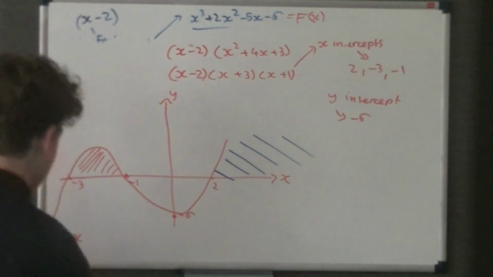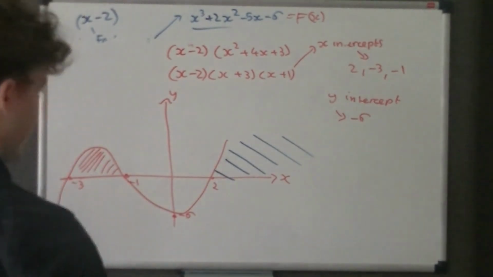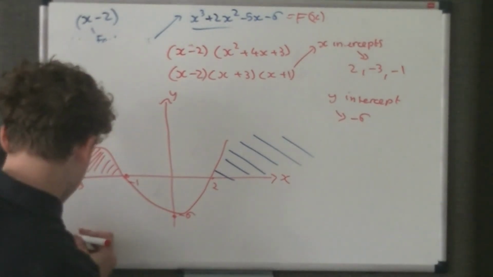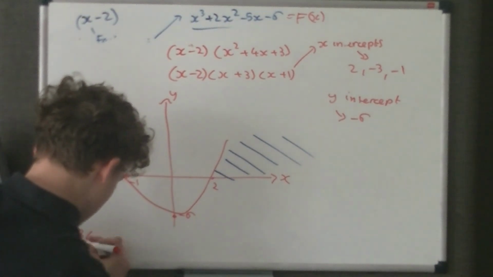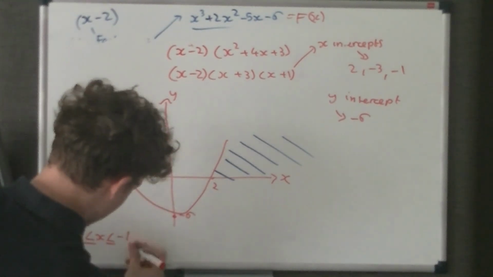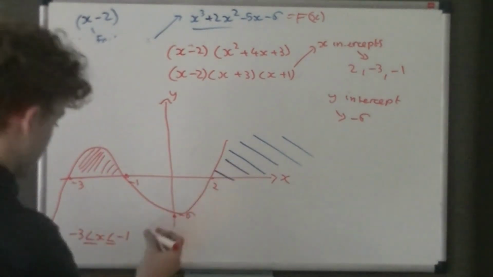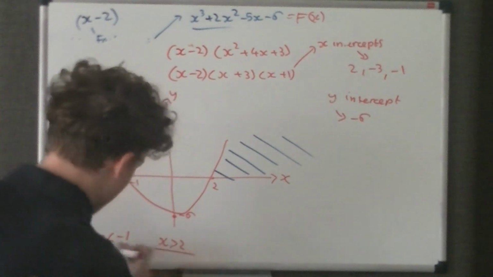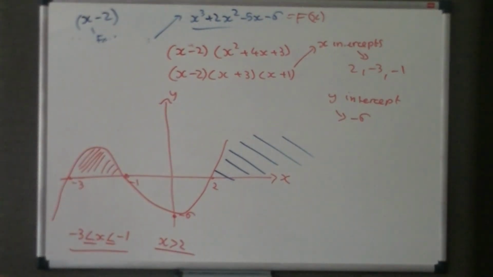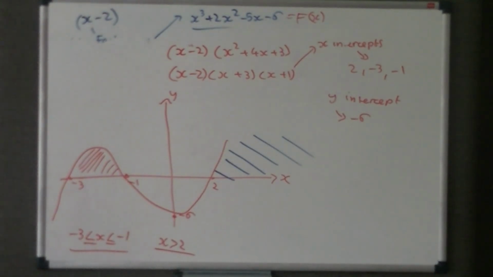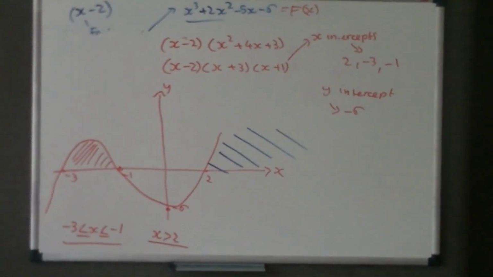So we could write this in individual inequalities, or one mixed, which is what we're going to do. So x is larger than or equal to -3, but smaller than or equal to -1, and then x is just simply bigger than 2. So there are your two sets of inequalities for the graph. That is the Factor Theorem and how it applies to graphs, and we'll see you in the next video. That's been a very long one, but hopefully you managed it, and we'll see you later.